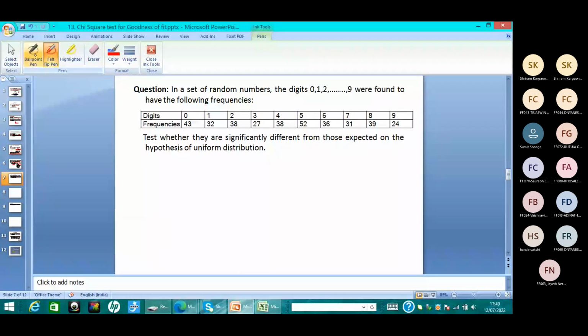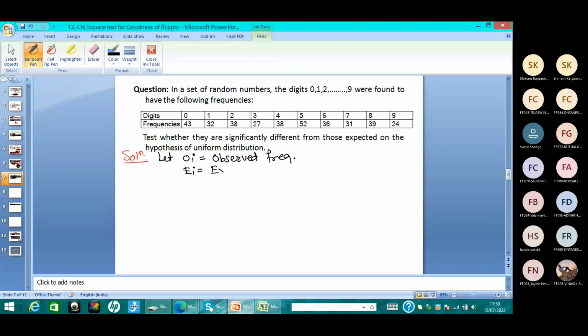First we mention the hypothesis here, and then we shift to Excel. Before testing, let us define, which is very important because this test is based on observed frequency and expected frequency. So OI means observed frequency, and what is EI? It is expected frequency. That must be clear in your mind.